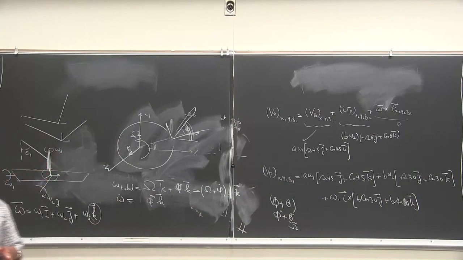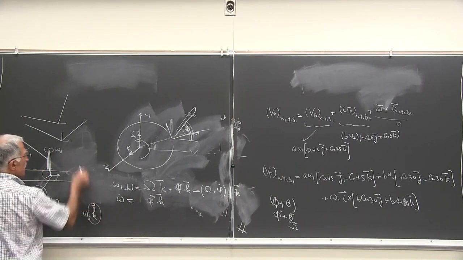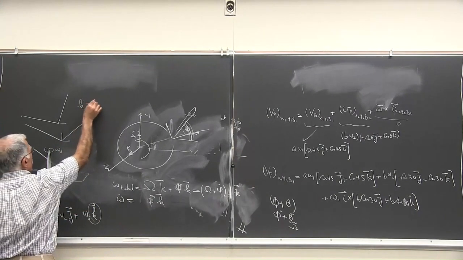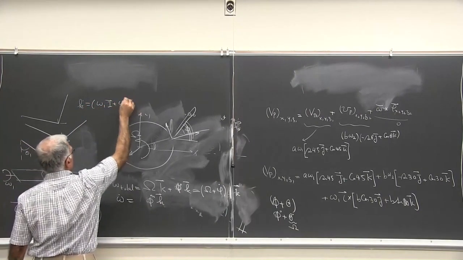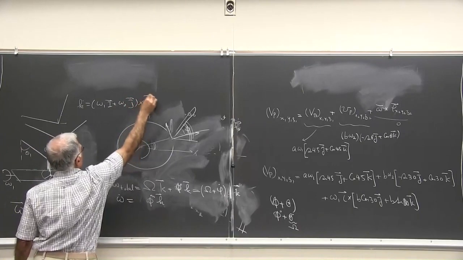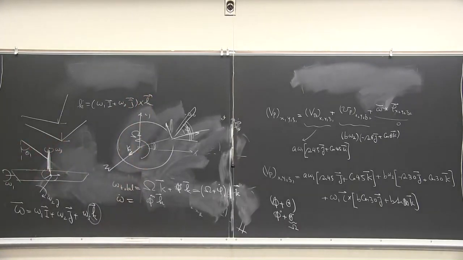And we said that if you have any vector, it is omega, responsible for the rotation, times that vector. So now you have to say k dot is equal to omega 1 capital I plus omega 2 capital J times k. And that becomes angular velocity. And then you put it here. Then you multiply by omega 3. And that becomes angular acceleration of that antenna.